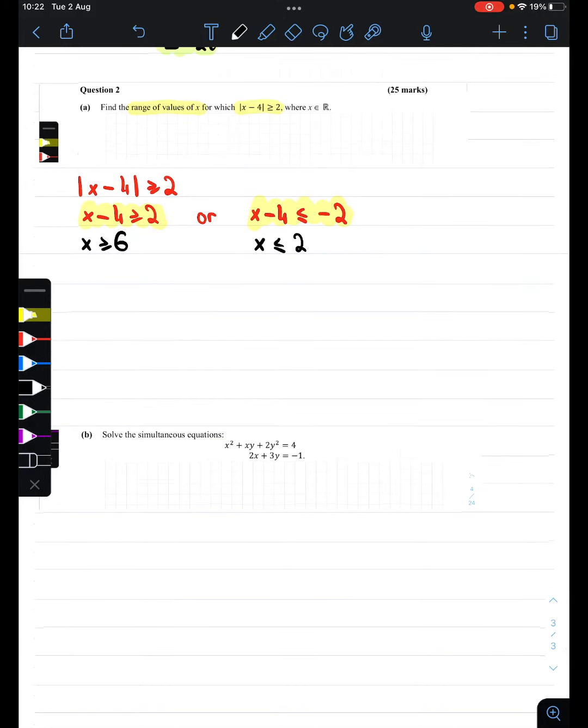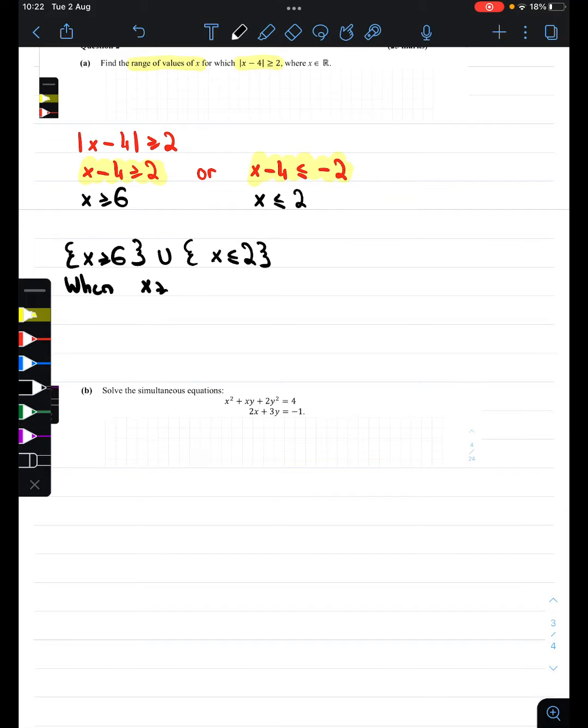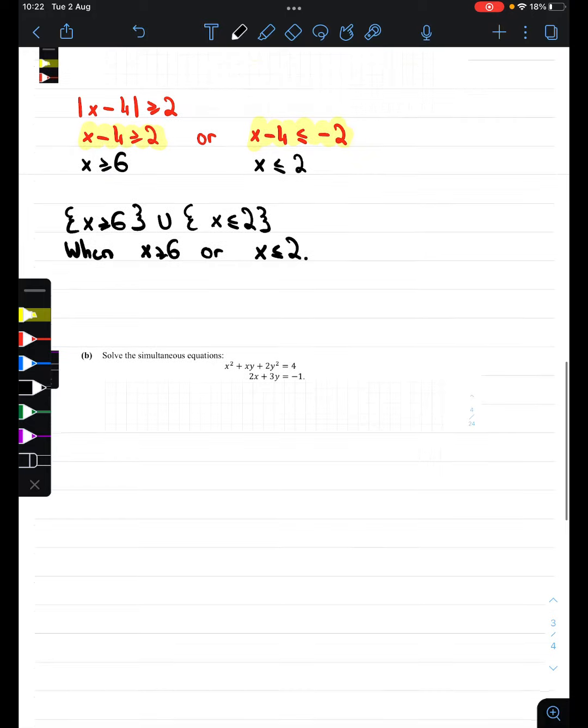So this is kind of just your answer. The range of values for x is x greater than 6, and you could even write this in set notation. So we could say x greater than 6 union x less than 2. Or you could just say when x is greater than 6 or x is less than 2. Either way of writing that is fine.